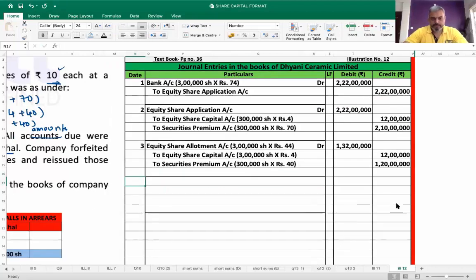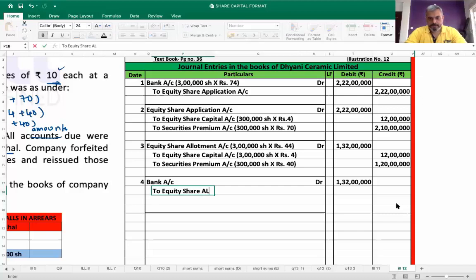Fourth, bank account debit. We received the complete amount, so no need to write in brackets. 1 crore 32 lakhs to equity share allotment account.